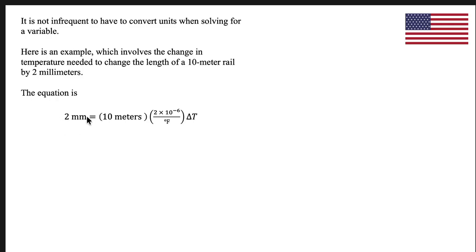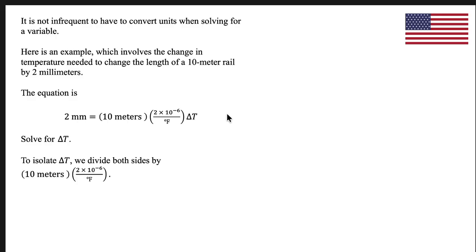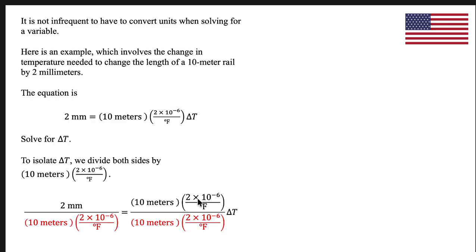That's the change in length, 2 millimeters. That's the original length, 10 meters. This is the thermal expansion coefficient. And there's the change in temperature. We want to solve for the change in temperature. What's delta T? So to isolate delta T, we're going to divide by everything that's multiplied by the delta T. This whole thing here. Then we get delta T by itself. All of this cancels, and we have delta T.